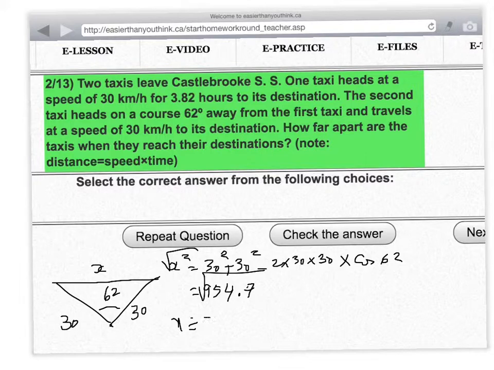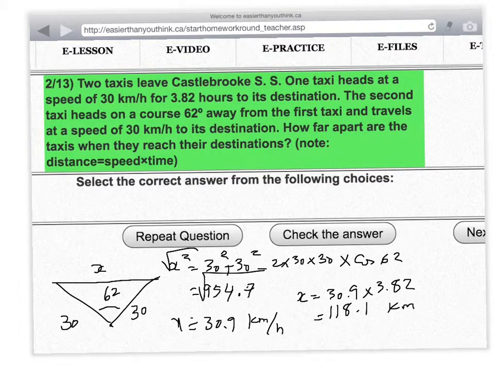30.9. Now, this is the speed, kilometers per hour. But I want the distance, so I'm going to multiply this 30.9 by 3.82. So x is really 30.9 times 3.82, which is going to be how much? 118.1. So the answer is 118.1 kilometers.